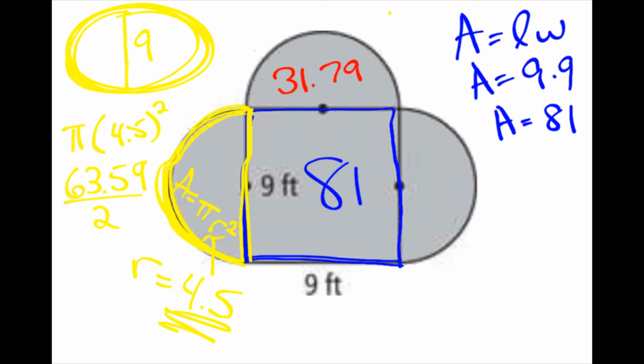That's one of the half circles. I have 3 of them. I'm going to take that 31.79 and multiply it times 3. That's 95.78. Actually, it's not exactly 95.78.